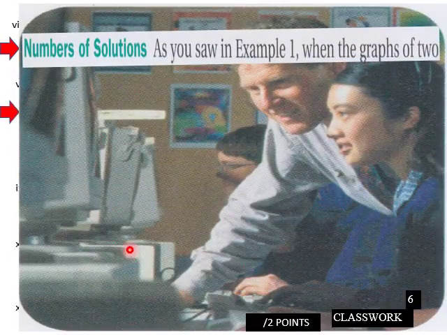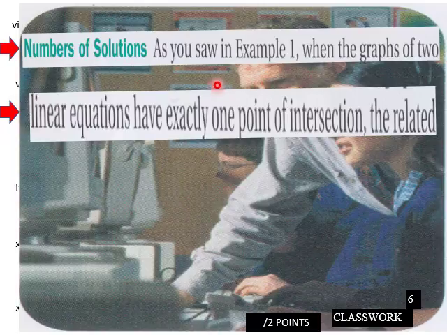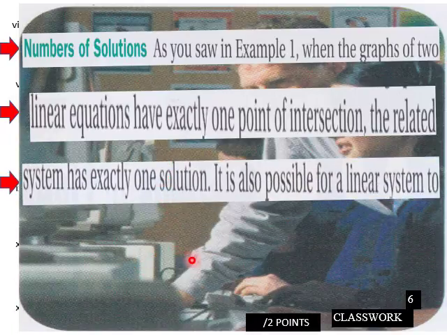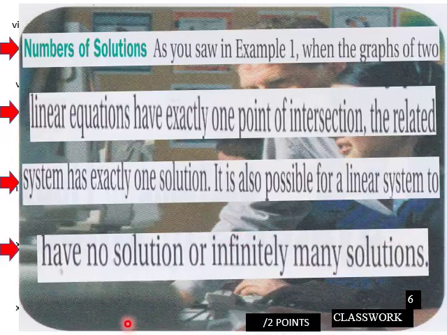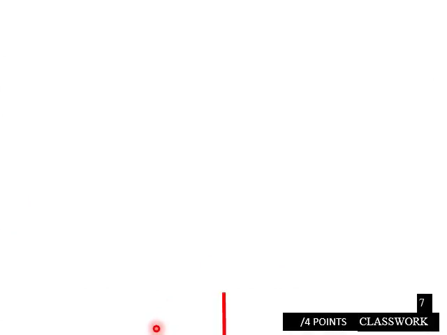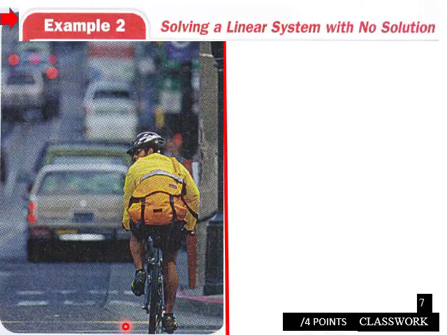Okay, so further on, a number of solutions. As you saw in example 1, when the graphs of two linear equations have exactly one point of intersection, the related system has exactly one solution. It is also possible for a linear system to have no solution or infinitely many solutions. So how do you manage that?